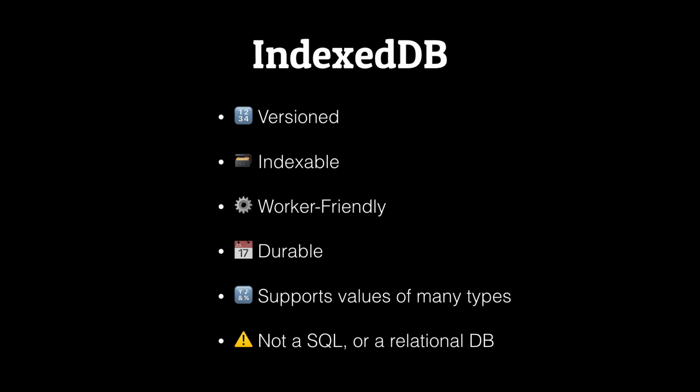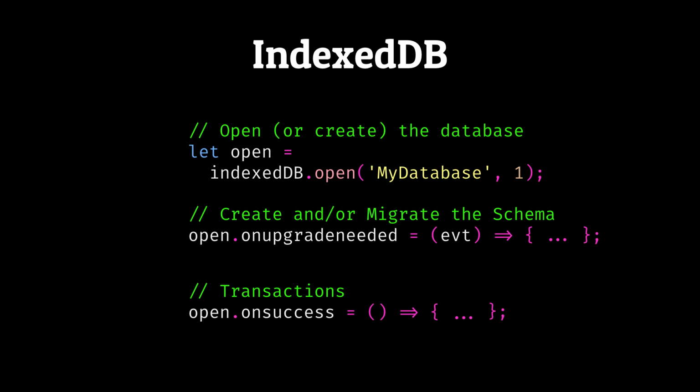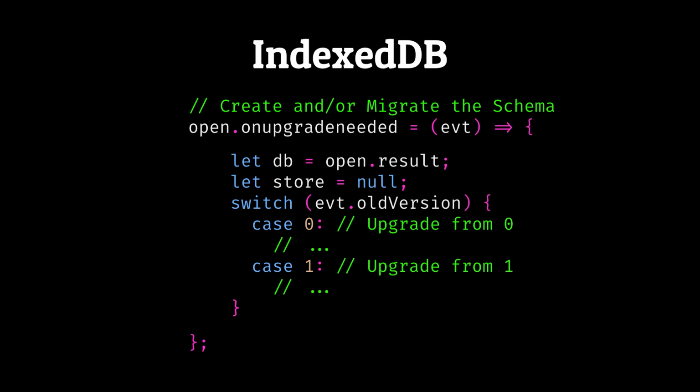And it works in the following way. We begin by opening a database. And on this open object that's returned, we can attach handlers for two events. The upgrade needed event serves as a place for us to set up our initial schema and migrate the schema as our database structure evolves. The way I like to handle this is with a case switch statement, allowing old versions of the database to be incrementally upgraded bit by bit to the current version.